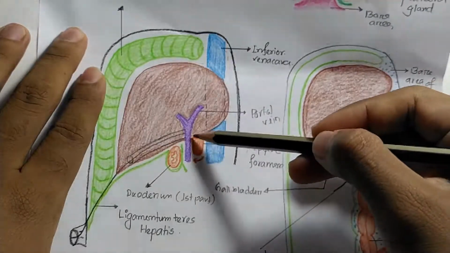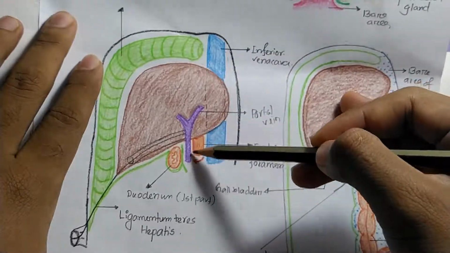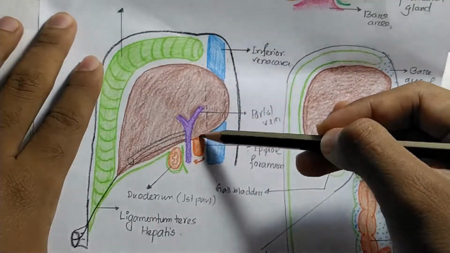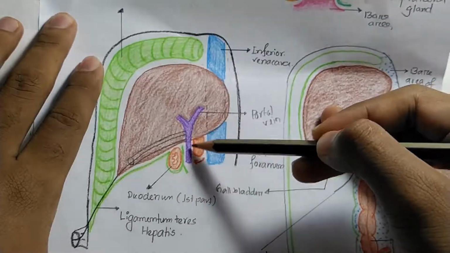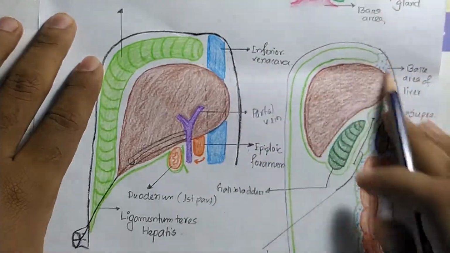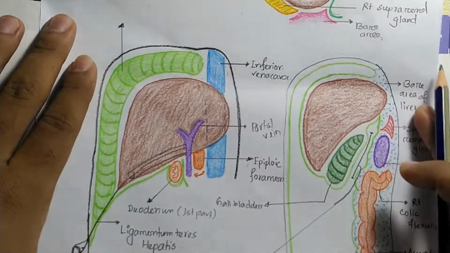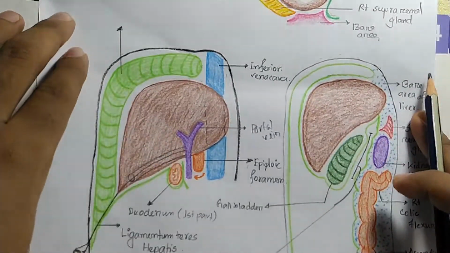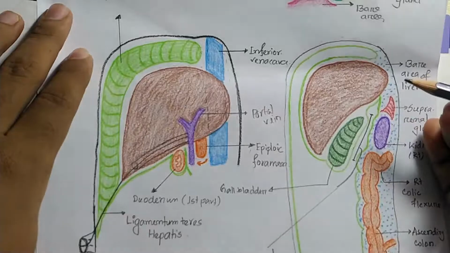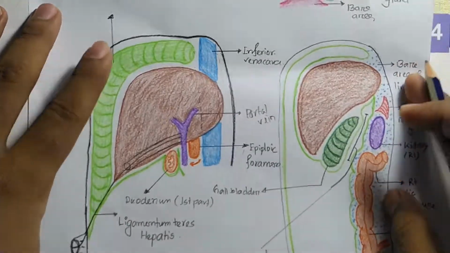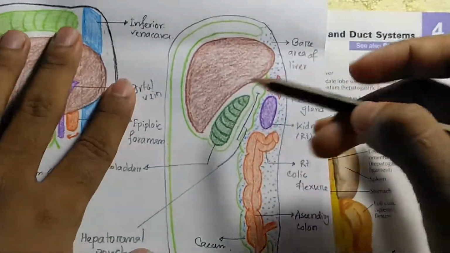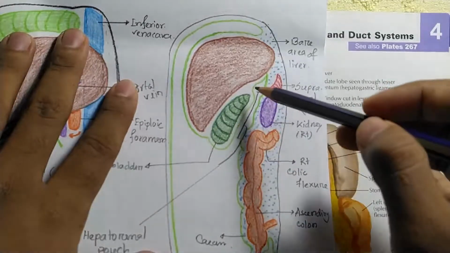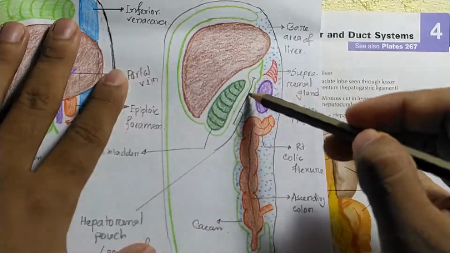Okay, and in between the portal vein and the inferior vena cava there is a gap. Okay, it is called the epiploic foramen. So in the next class we will know what is the boundary of the epiploic foramen, and what is the importance of the epiploic foramen. And here you can see there is another important surgical topic, that is a gap.